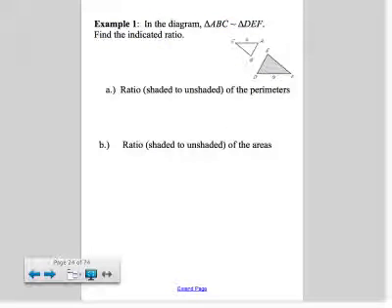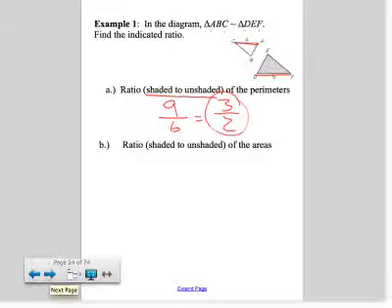So in the diagram, triangle ABC is similar to triangle DEF. Find the indicated ratio. Part A says the ratio of shaded to unshaded of the perimeters. Remember, the ratio of the perimeters is the same as the ratio of the sides. So you'll notice here, it goes back to corresponding sides. It says ratio of shaded to unshaded. So here's my shaded figure. I know that DF is 9. DF corresponds to AC. Good news is we know AC is 6. So the ratio of the perimeters is 9 over 6, and we reduce that down to 3 over 2.